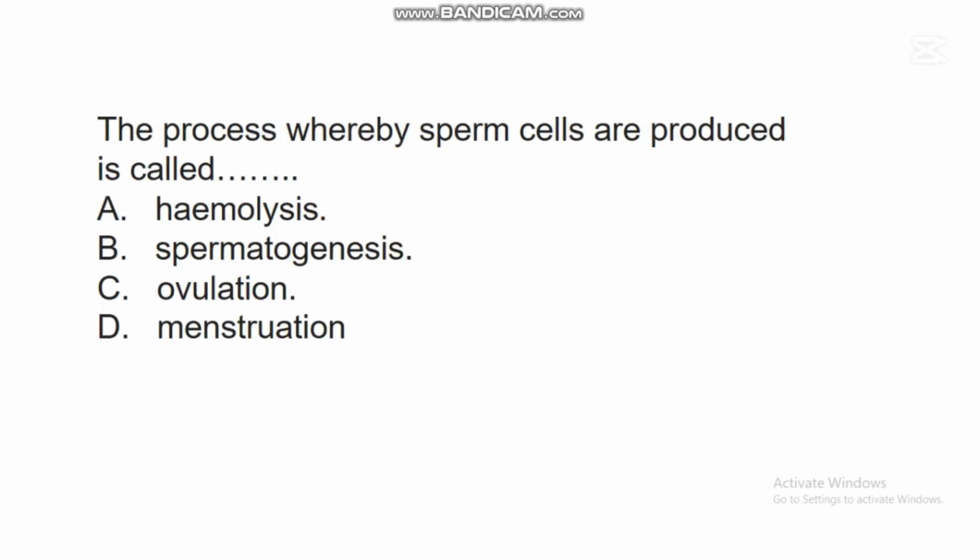The next question says, the process whereby sperm cells are produced is called dash. A. Hemolysis, B. Spermatogenesis, C. Ovulation, D. Menstruation. In this question, the correct answer is B. Spermatogenesis. This spermatogenesis is the process used by the body in production of sperm cells.